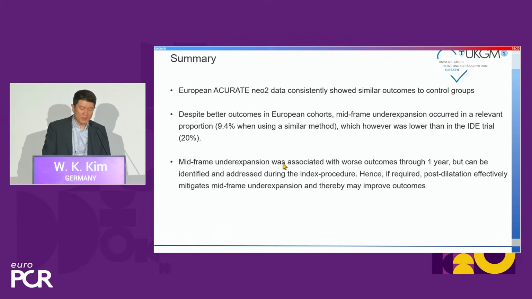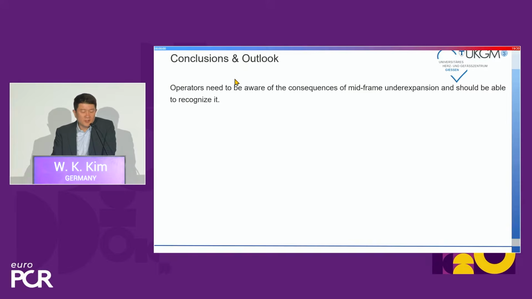And what we saw, and this was consistent with what we saw in the IDE trial, is that midframe underexpansion was associated with worse outcome. But as Michael already mentioned, we can identify and address midframe underexpansion during the index procedure. And I think if it's required, post-dilatation effectively is able to mitigate underexpansion and may improve outcomes. So this is my personal conclusion and outlook, and I was confronted also with many questions.